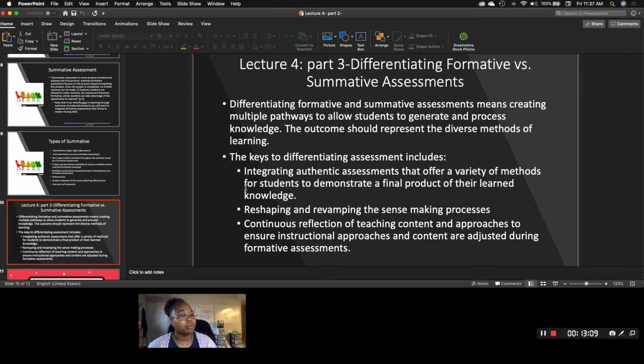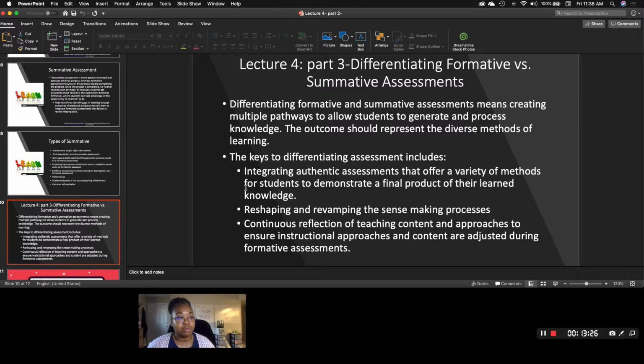So remember, I know that you all are somewhat familiar with differentiating, but with assessments, you should be differentiating the formative process and also the summative process, meaning that you're creating multiple pathways to allow students to generate and process knowledge.